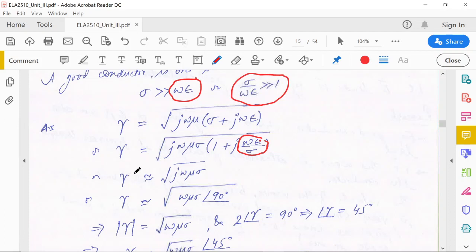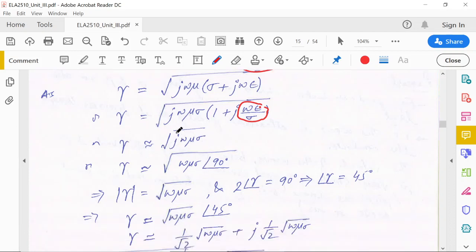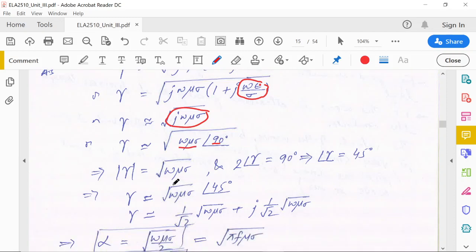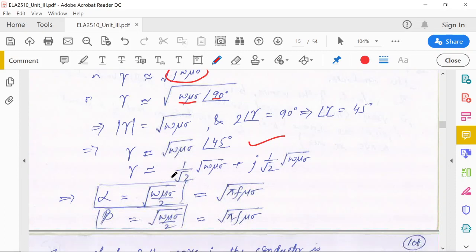So you have gamma equals square root of j omega mu sigma, and this is the square root of j. The phase of j is 90 degrees, and the magnitude is this one. When you take the square root, the magnitude becomes the square root of this, and the phase will be half. So sigma comes out to be the square root of omega mu sigma with the square root of 45 degrees. Now gamma is equal to 1 by root 2.